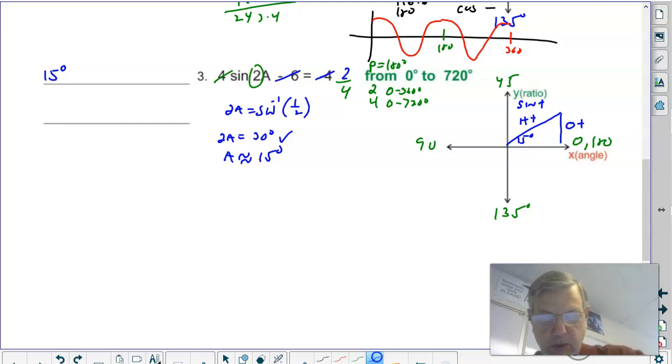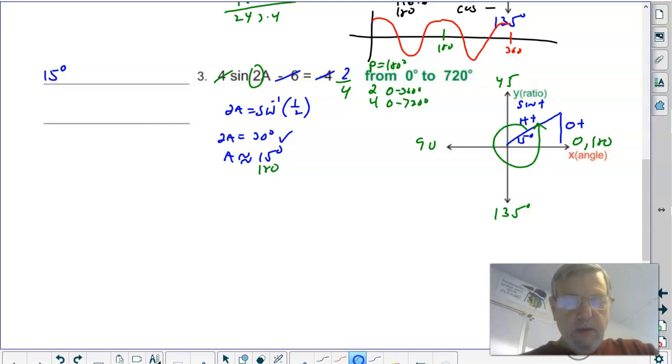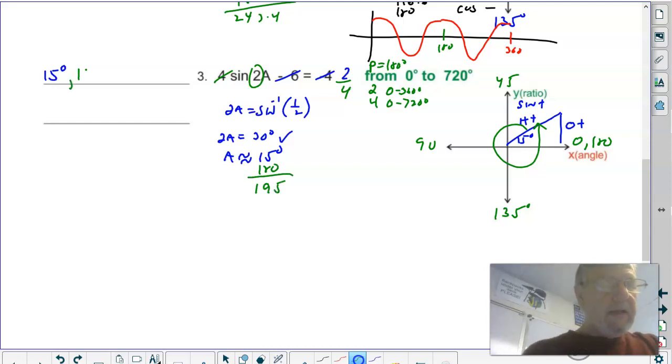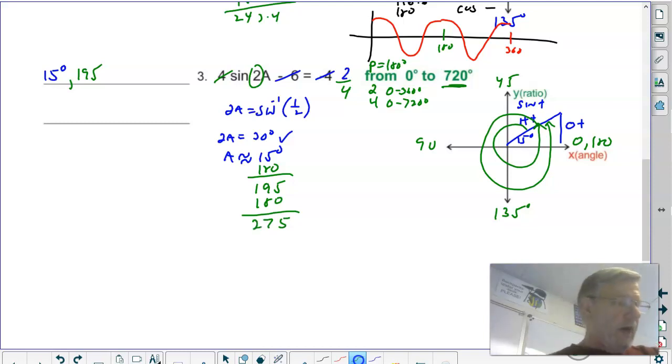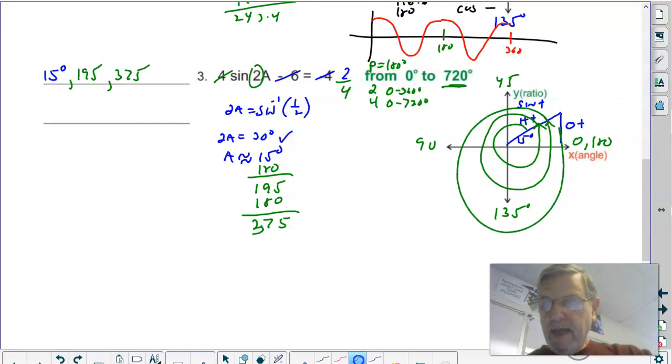Now let's get the next coterminal angle. Well, all I have to do is from 15 add 180. So I'm going to add 180. And when I do, I get 195. There's my second angle. But I want to spin around again. So I'm going to add another 180. I'm going to keep going till I use up or go past the 720. So that's 275, 375. So I have a 375 angle, right? And guess what? I can spin around again.